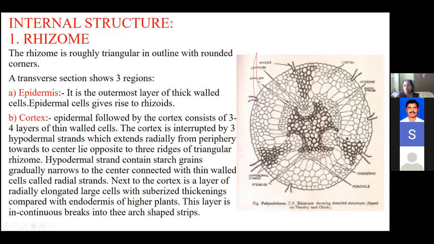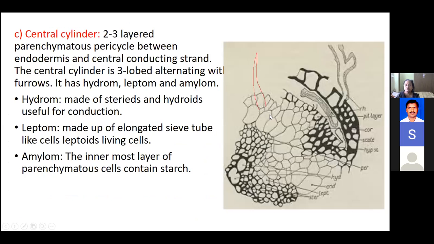When you take the TS of the rhizome, it appears triangular in outline with rounded corners. When we take the TS, it is divided into 3 regions. The first region is the epidermal region. The second region is called the cortex. And the third region is called the central cylinder.